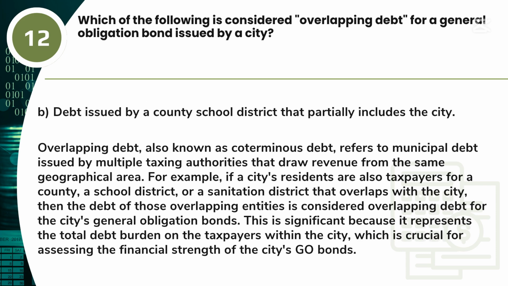Answer: B. Debt issued by a county school district that partially includes the city. Overlapping debt, also known as coterminous debt, refers to municipal debt issued by multiple taxing authorities that draw revenue from the same geographical area. For example, if a city's residents are also taxpayers for a county, a school district, or a sanitation district that overlaps with the city, then the debt of those overlapping entities is considered overlapping debt for the city's general obligation bonds. This is significant because it represents the total debt burden on the taxpayers within the city, which is crucial for assessing the financial strength of the city's GO bonds.